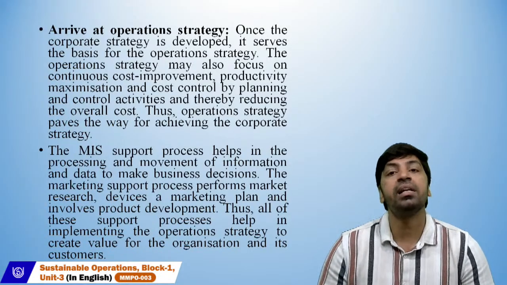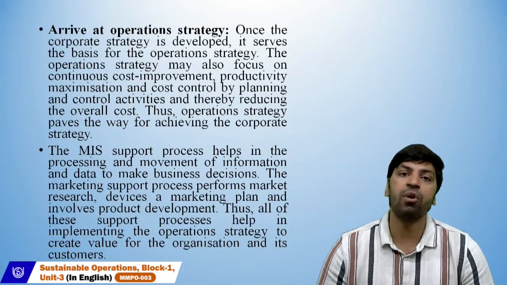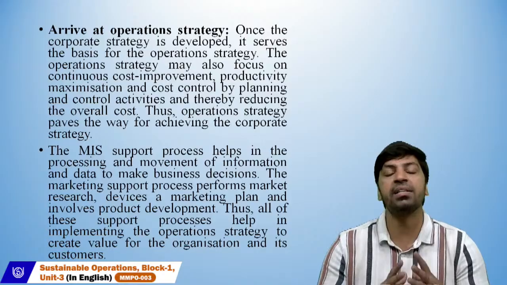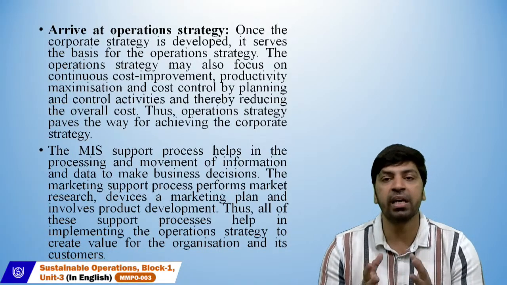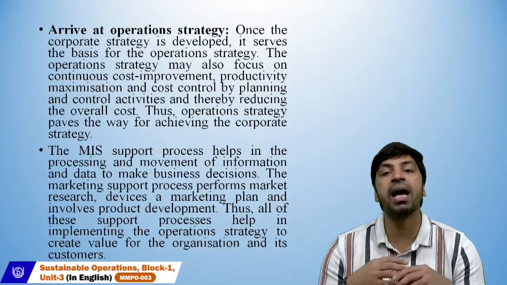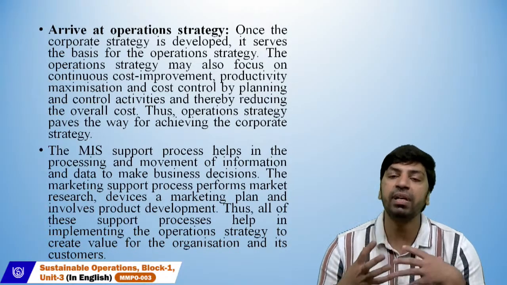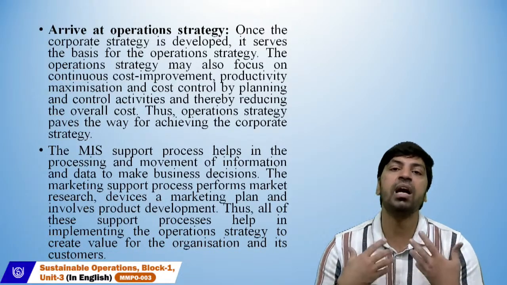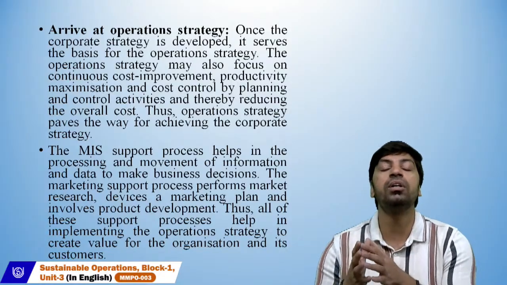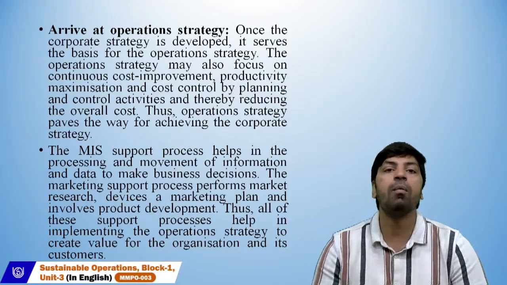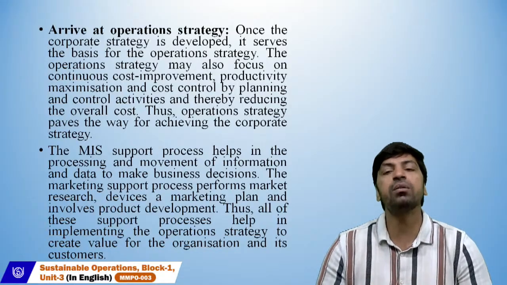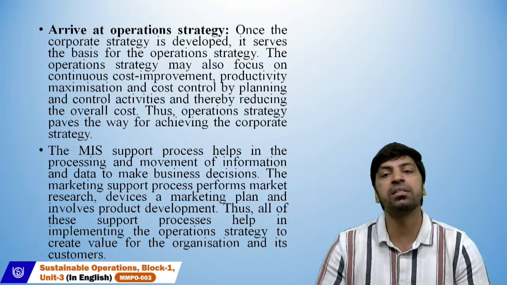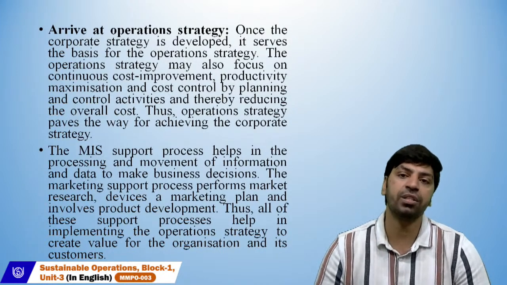The next and last formulation process is to arrive at the operational strategy. So when we identify the order winning attributes or order qualifying attributes, then we come up to devise the overall strategy, and at last we reach the point to prepare the operations strategy. Once the corporate strategy is developed, it serves as a base for the operations strategy.